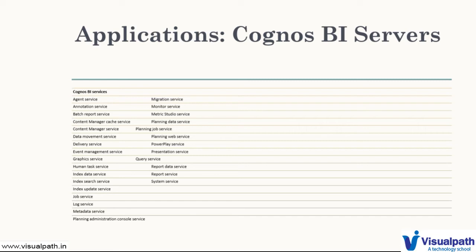Then we have presentation service. So this transforms generic XML response from another service into output formats such as HTML or PDF. Moreover, it provides display, navigation, and administration capabilities in IBM Cognos Connection. Then we have query service. It manages a dynamic query request and returns the result to the requesting batch or report service.